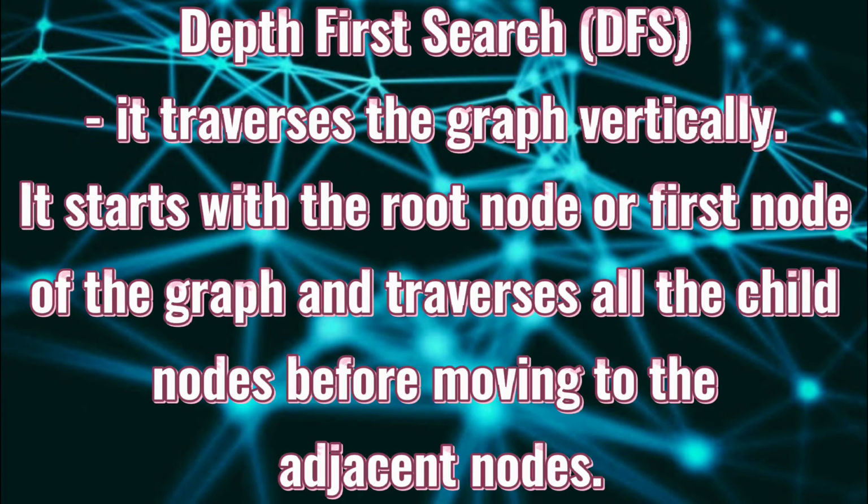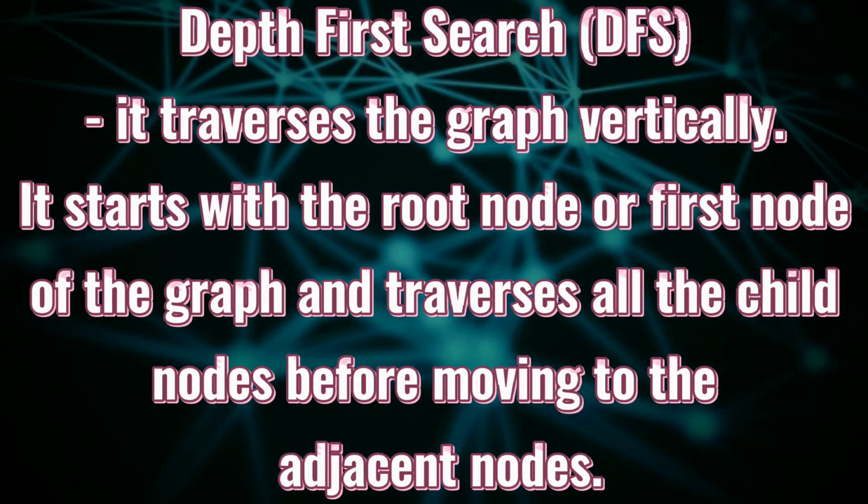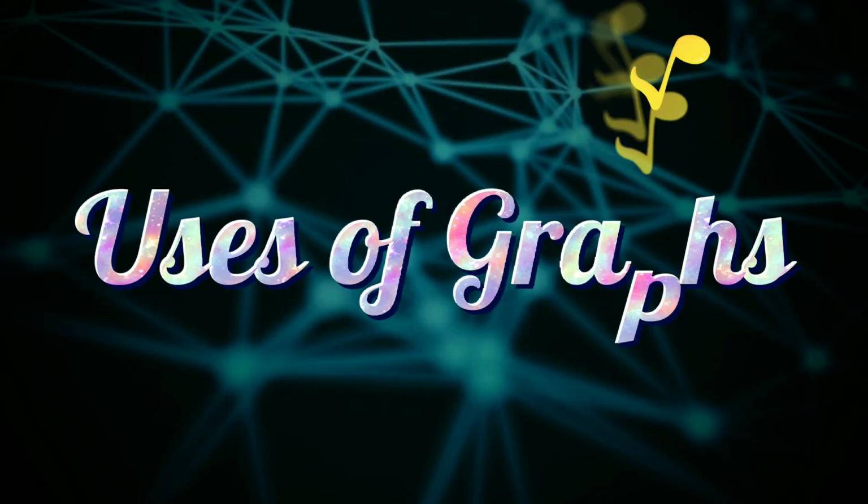Depth first search, or DFS. It traverses the graph vertically. It starts with the root node or first node of the graph and traverses all the child nodes before moving to the adjacent nodes. And let's proceed to the uses of graphs.